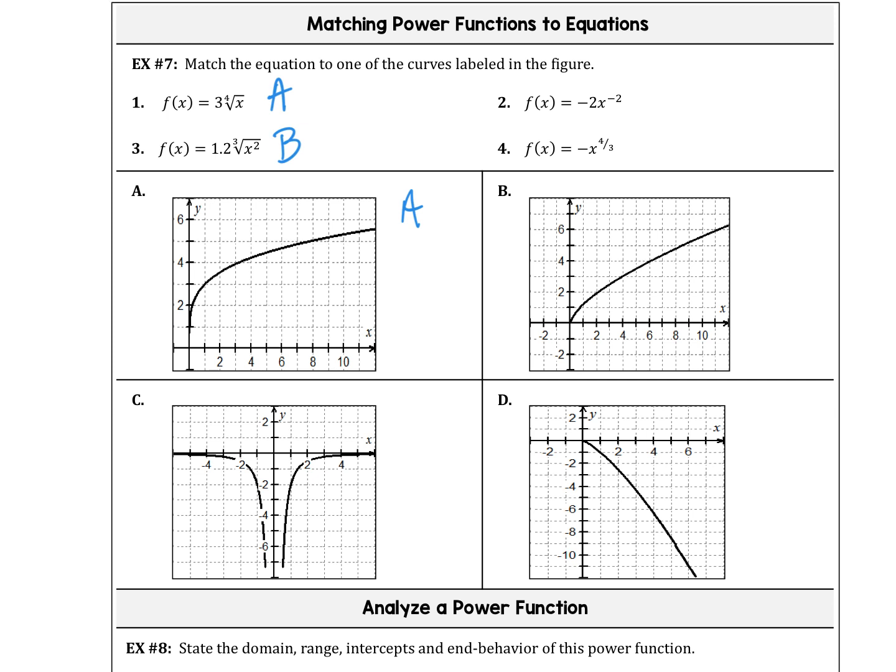Do you see why that is? If it's got a bigger root, 1/4 versus say 1/3 or 2/3, a 4 in the bottom versus a 3 in the bottom, the one that's got the bigger number is the one that's going to curve over faster. Okay? Now, that leaves us with C and D for 2 and 4. They're both negative, so we know they're both in the bottom. One of them is an even root, one of them is an odd root, isn't it? We've got -4 and then we've got -4/3, or +4/3.